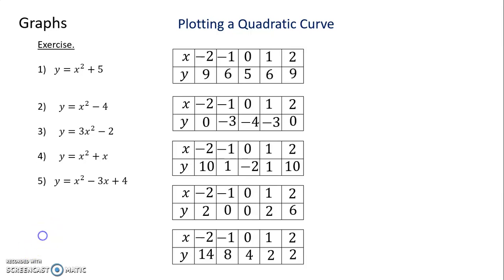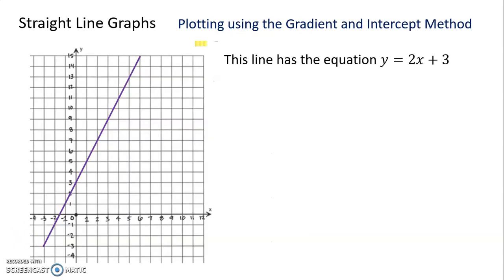Okay, so moving on today, we're going to go back to straight line graphs and plotting those. And we're going to start to look at gradients and intercepts, and we're going to use those to plot these straight lines. So the equation you can see plotted on the screen here already is for y equals 2x add 3. So that's the graph and that's its equation.